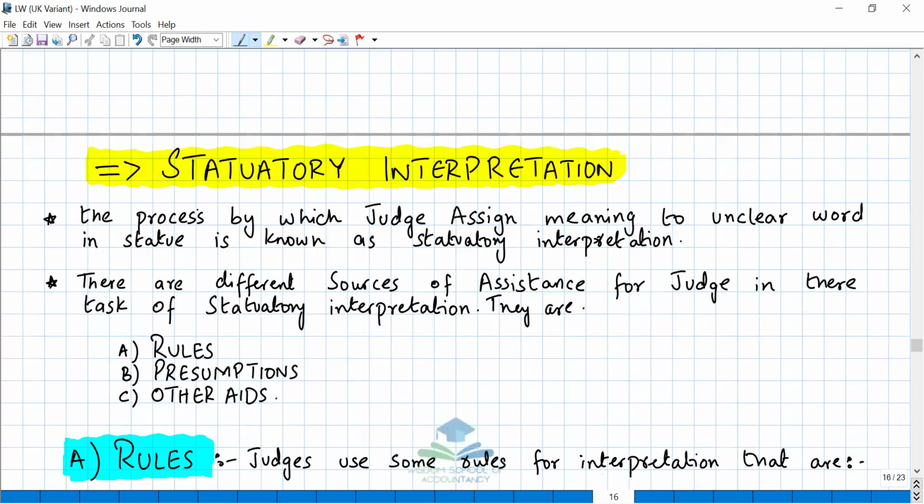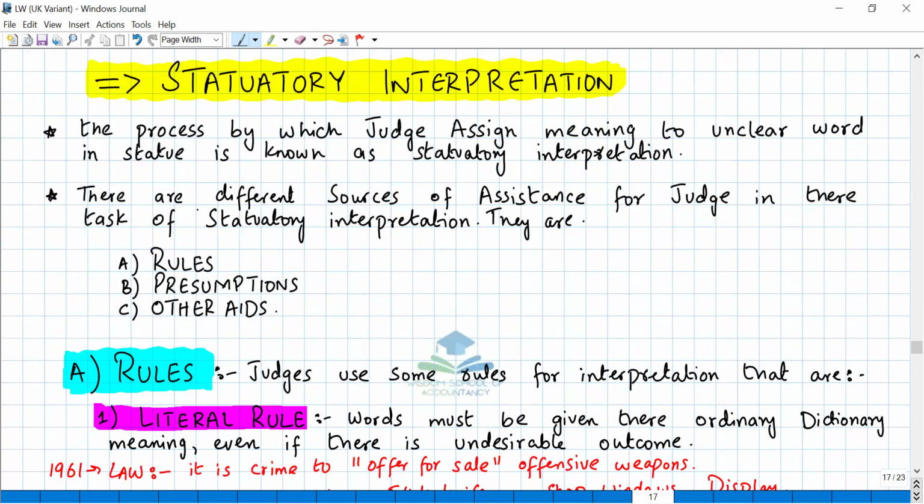Now the next topic is statutory interpretation. Statute basically means law. Interpretation means explaining the law. The process by which a judge assigns meaning to an unclear word in the statute is known as statutory interpretation.